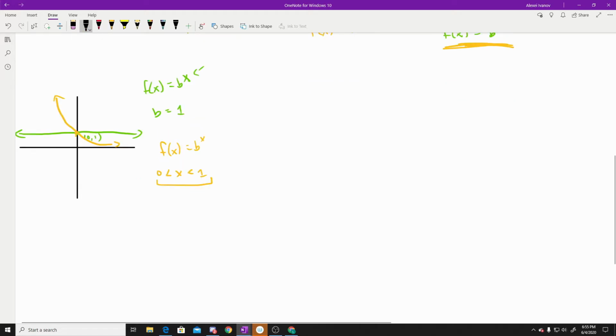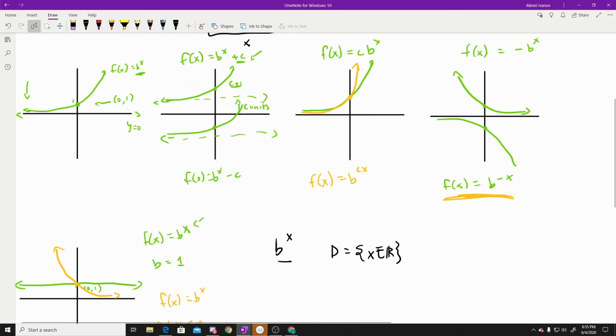Now an important note worth mentioning is I'm going to write the domain and range for the function b to the x, but the domain for it would just be that x belongs to all real numbers. And if we go back and look at our original sketch right here of the base function b to the power of x, we can see that the function will hit all x values.